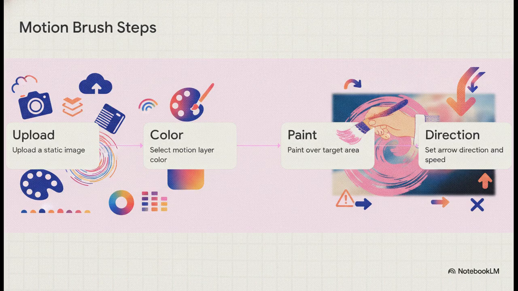Like, if you paint an arrow telling the AI that blood is flowing downward, but your text prompt says blood flowing upward, the AI is going to get terribly confused and the result will be a mess.